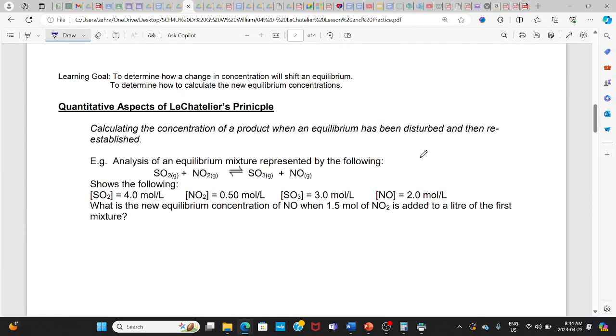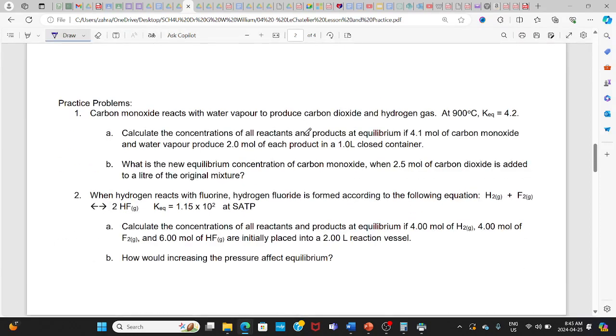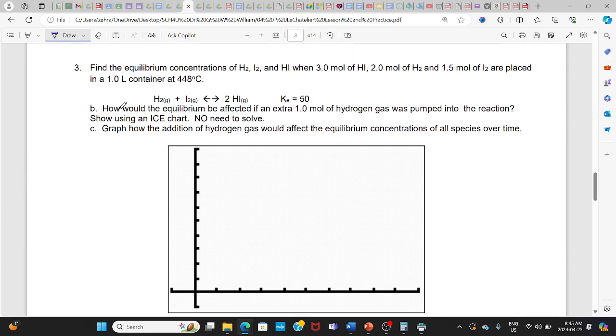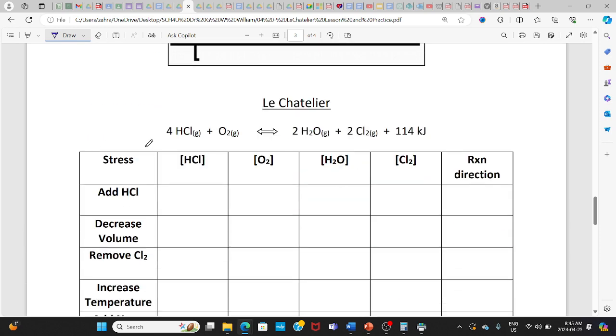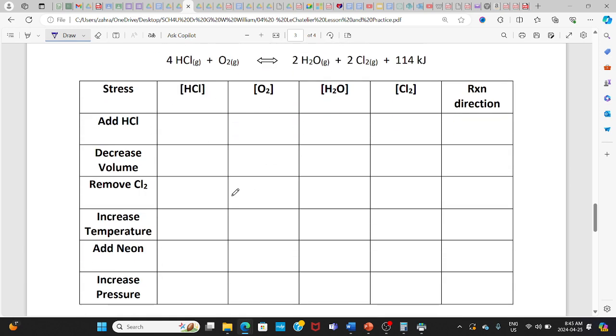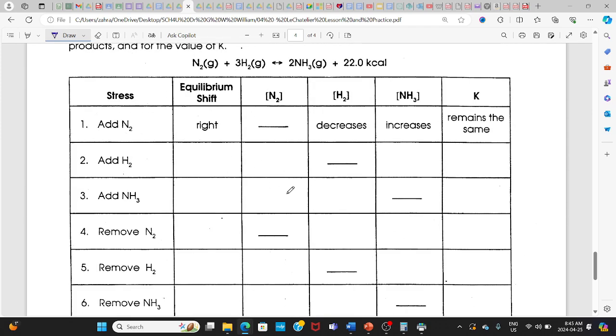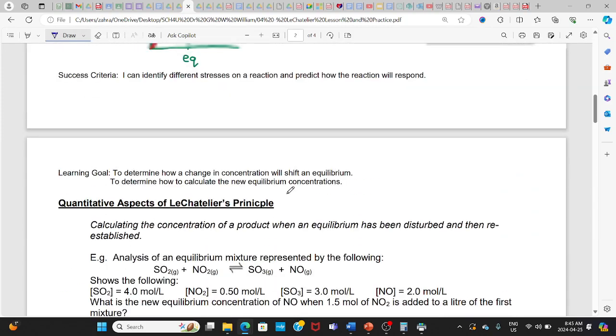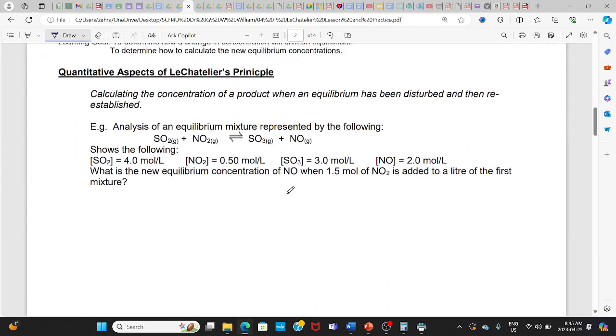And right now, I want to do the quantitative aspect of the Le Chatelier principle. Then I will give you some time to work on questions 1 and 2, and perhaps I will explain number 3. I will do one of these charts for you. The other chart you can fill out yourself. Okay, that's the plan. Let's do this.